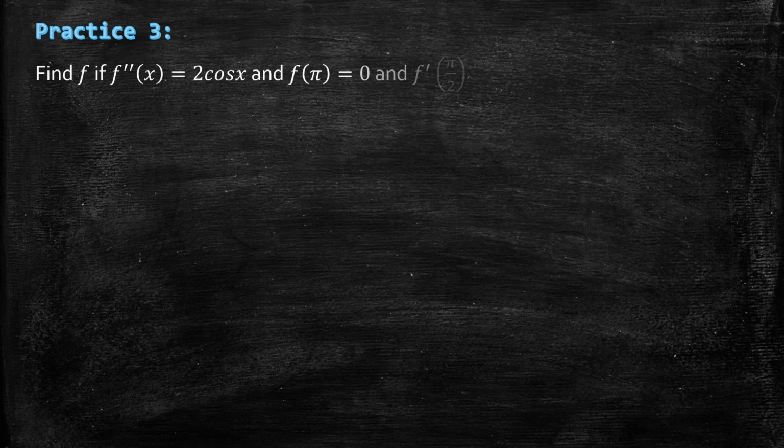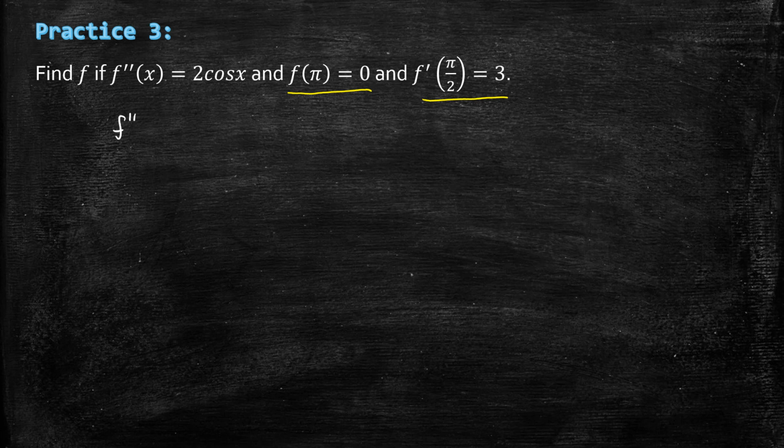So for the last practice problem, we get to see that this process of antidifferentiation can happen again and again. In this case, we have f double prime, and we would like to find f of x, but now we have two conditions. We know that f prime of pi over 2 is 3, and f of pi equals 0, and we're going to work with both of those to reconstruct the original function f of x.